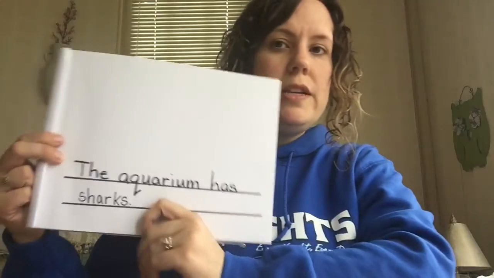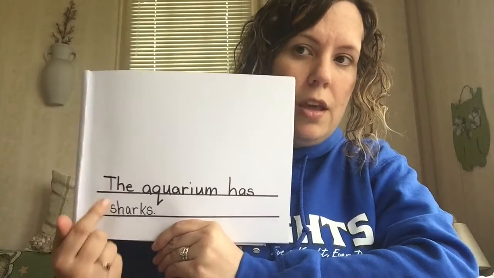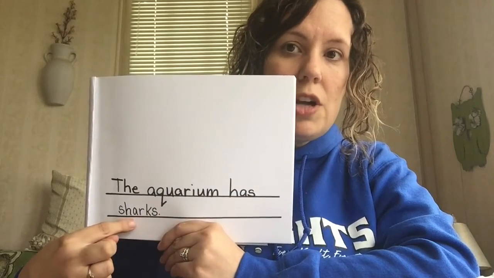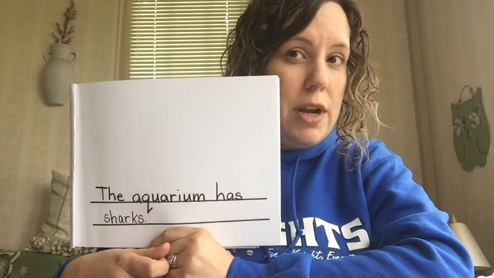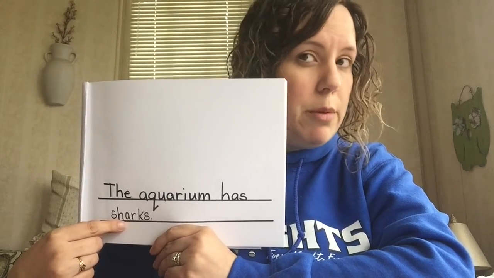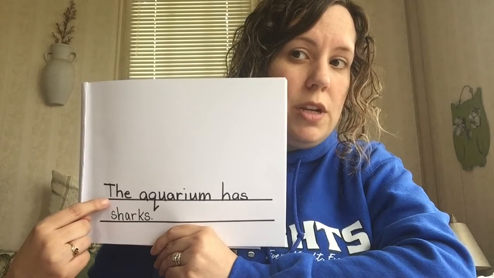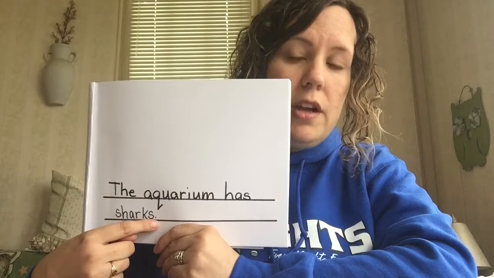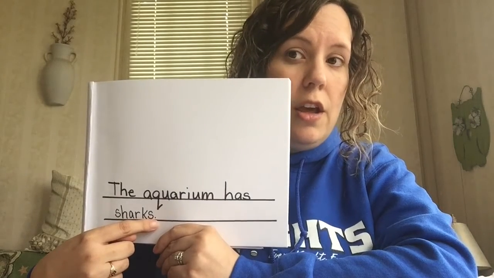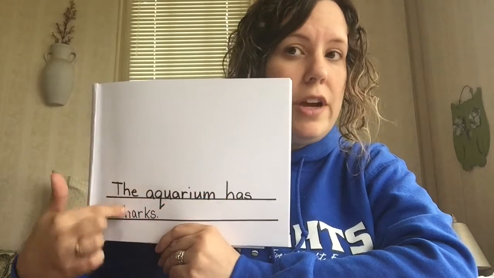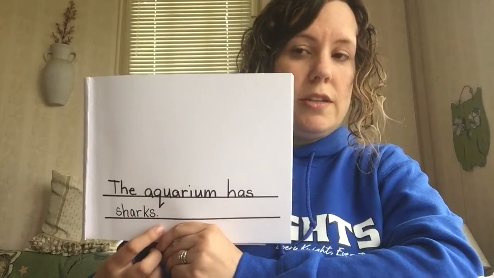But here is the sentence that I chose to write. My sentence says, the aquarium has sharks. So I just chose one animal from the story and I just put it into my sentence here. And remember, at the beginning of the sentence, you need a capital letter. At the end, you need a period to show that the sentence is all done. We also need some other information in our sentence, okay? And I have everything I need to make a complete sentence.